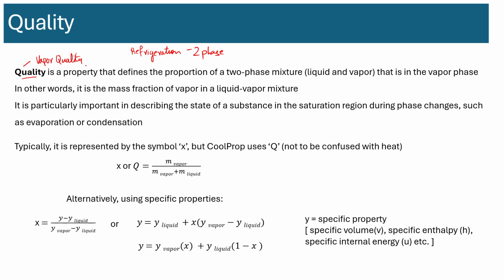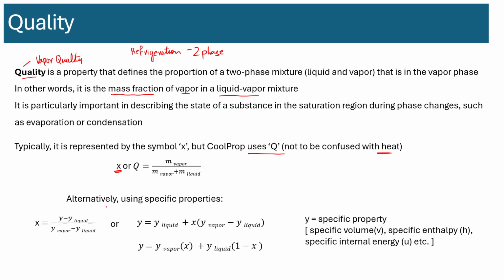Okay, and the actual definition is the mass fraction of vapor. So the mass of vapor, it's not the volume of vapor, it's the mass of vapor in the liquid vapor mixture. So it's typically denoted by the variable x, but in CoolProp the variable that they use mostly is q. Do not confuse this with heat, which is the thermodynamic notation commonly used. Okay, so what is x or q? It's the mass of vapor divided by the total mass, which is mass of vapor plus mass of liquid.